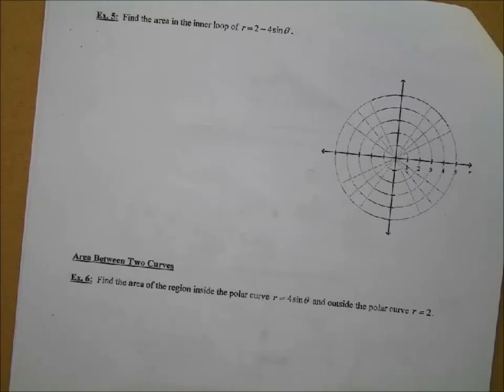The next one's not too terrible. It's a similar thing. We're trying to find the area of the inner loop, but it's just a matter of figuring out what the theta values are there. But I'm not going to worry about that right now. We'll do it tomorrow. Okay?